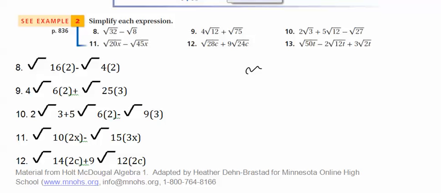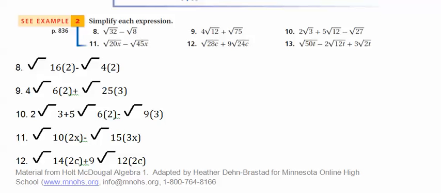All right, this is some help with the second part of Chapter 11, Section 7, where you have to simplify the radicals, the square roots, before you can add or subtract them. Because before you simplify them, you can't tell if they're like terms or like radicals or not. So number 8, we'll start with that.